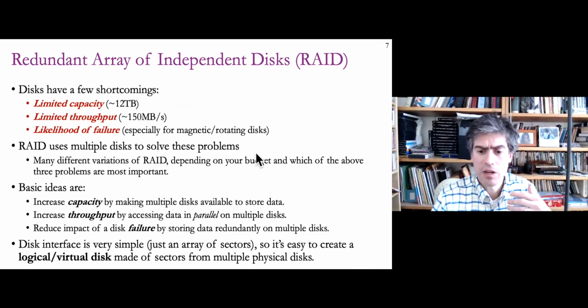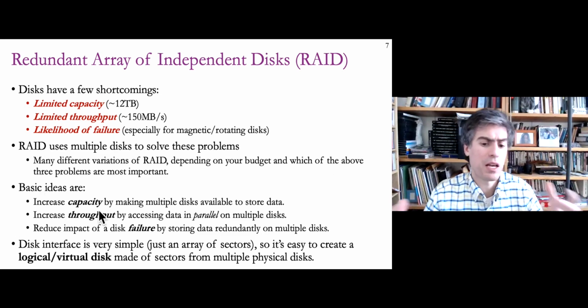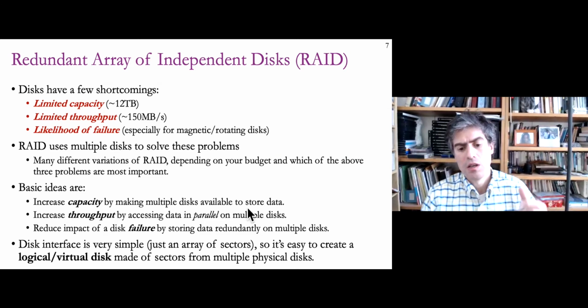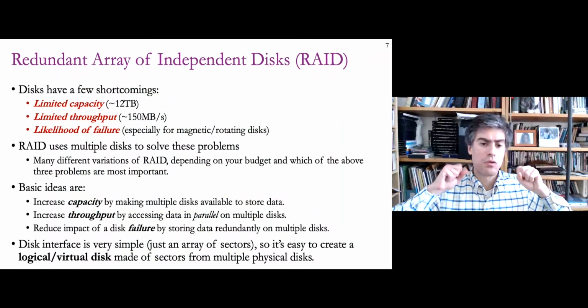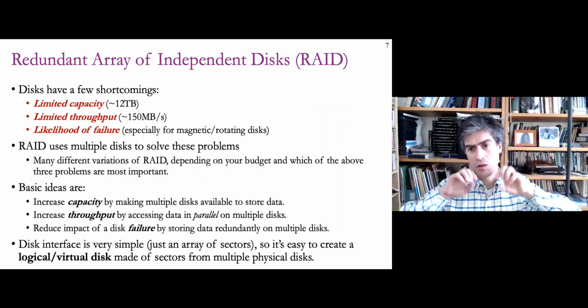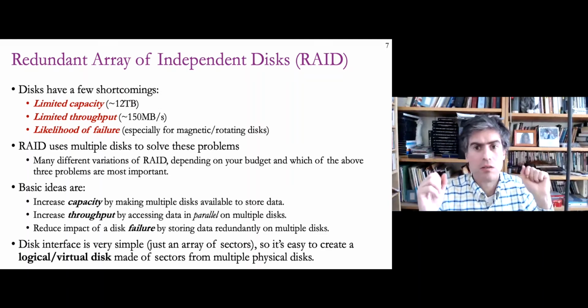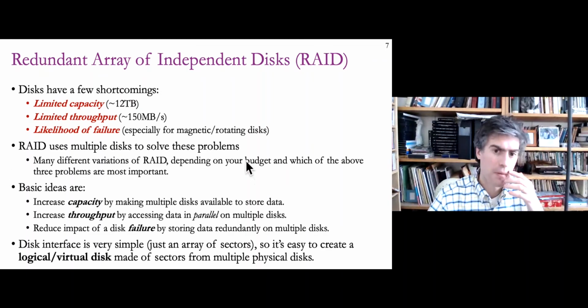There are different kinds of RAID, which I think would be covered in the operating systems class when I teach it. And you can learn more about those online, but I'm going to just briefly give an overview. The idea here is to increase the capacity by making multiple disks available to store data. So instead of storing data on just one disk, you split up your data and store it on a set of disks. That's kind of an obvious idea, right? But this is a way to do it in a very easy, elegant manner.